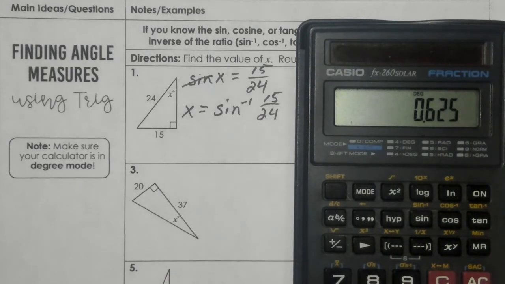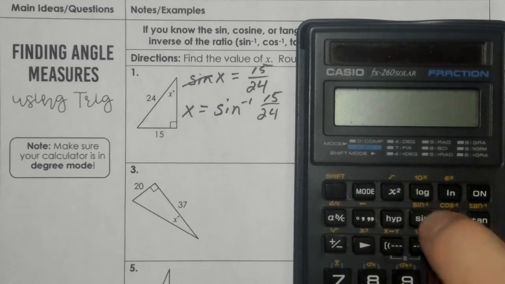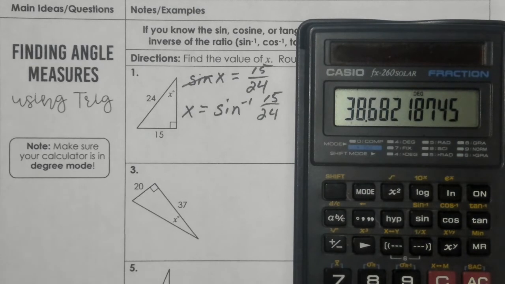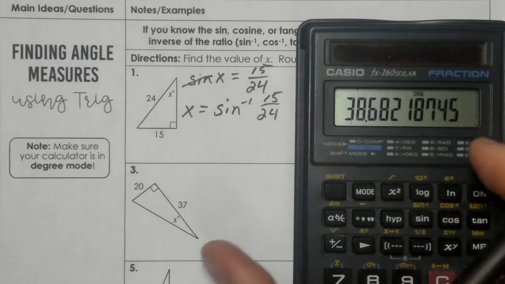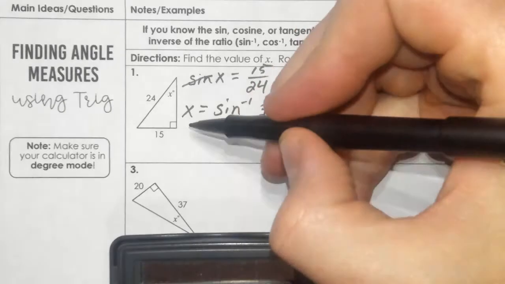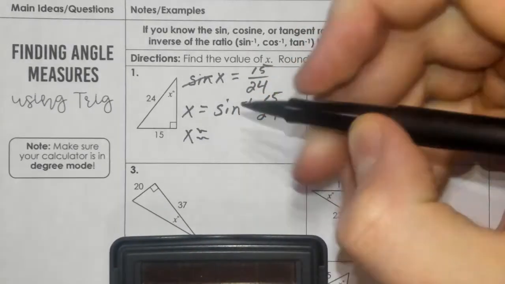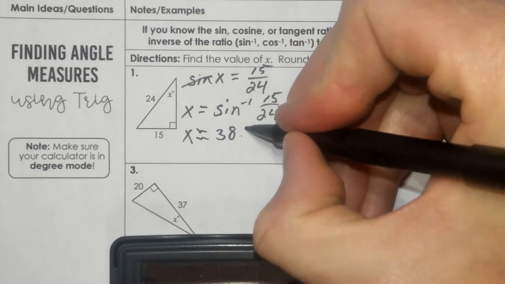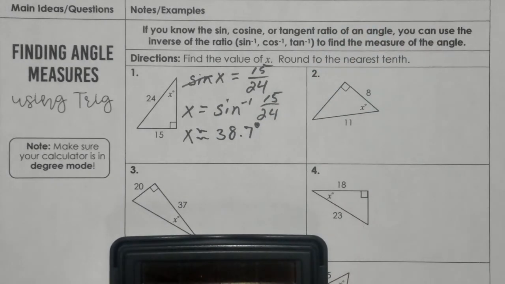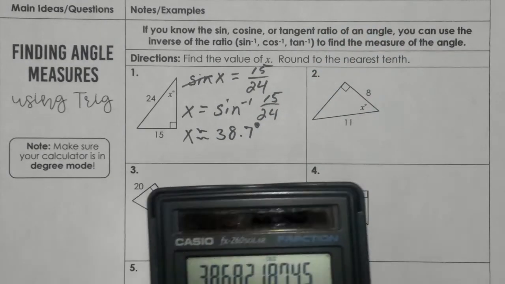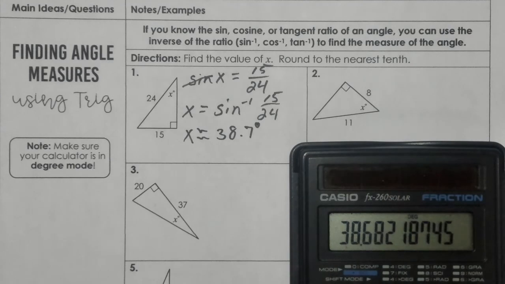Okay, now that's already on my screen, so I'm just going to press Shift Sine, which is really inverse sine because I pressed Shift first, and that gives me that x is approximately 38.7 degrees. Okay, so we're able to approximate the angles using the inverse trig functions.